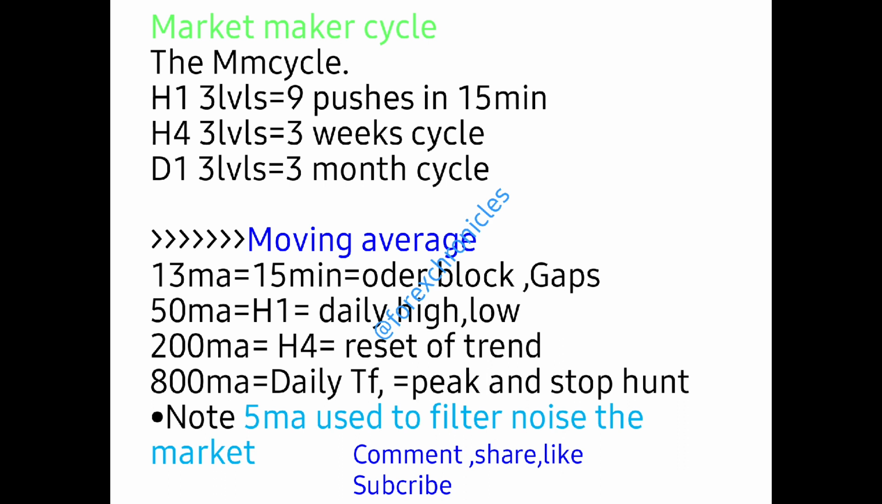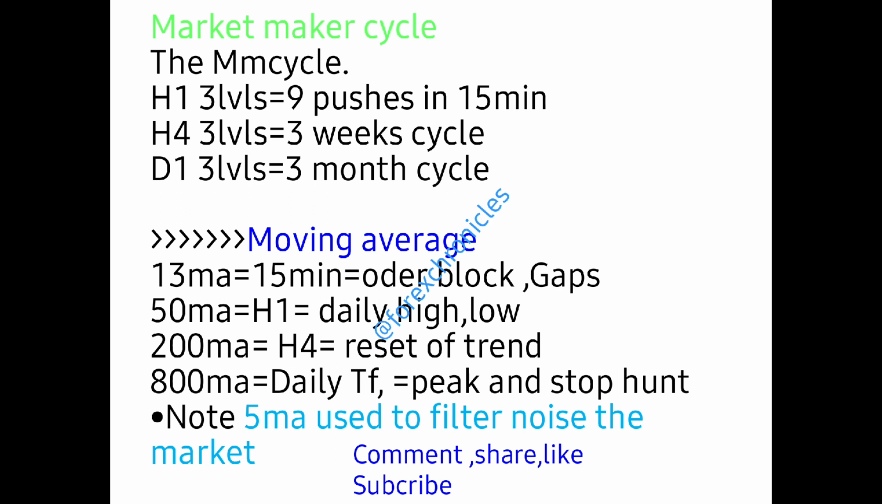I've simplified for you the moving averages and the levels. When you see H1 levels, 3 levels, when you go to M15, those are 9 pushes. H4 levels, 3 levels in H4, those are 3 weeks level. And on the daily time frame, when you see 3 levels, those are a monthly cycle.